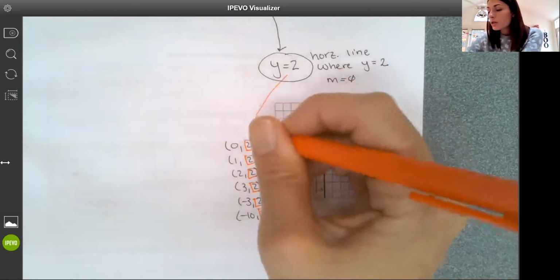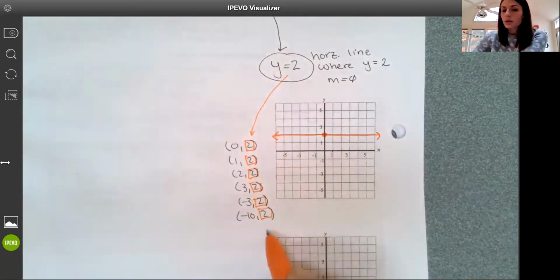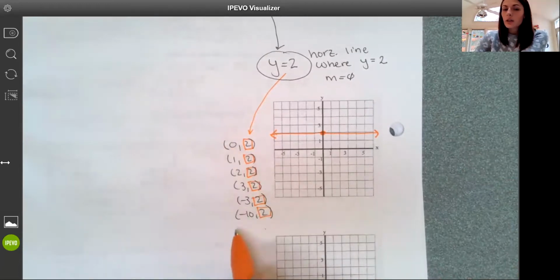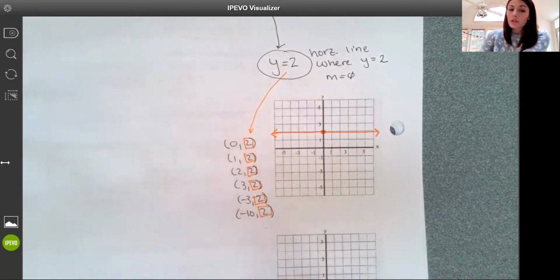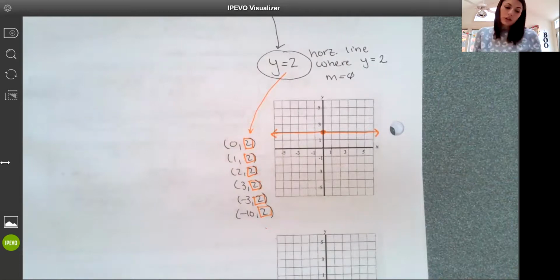Y equals 2. X can equal whatever. Y will equal 2. And also this is still a function because every input here, all my X values go to only one output. Even though it's the same output, it's still a function.